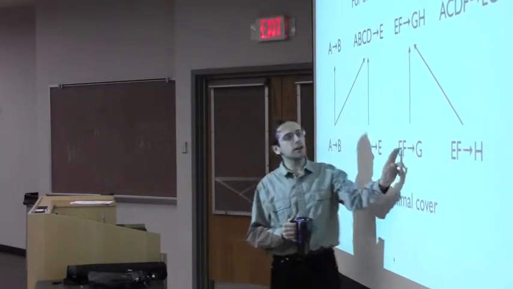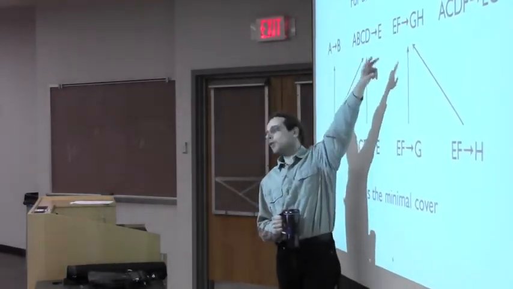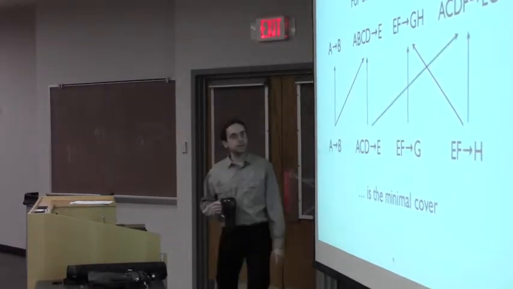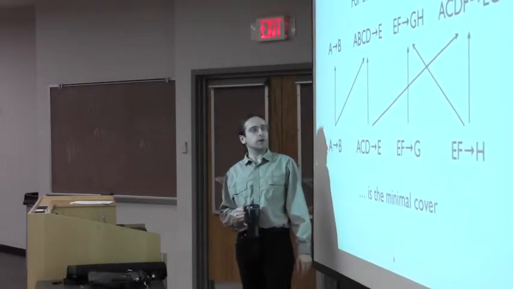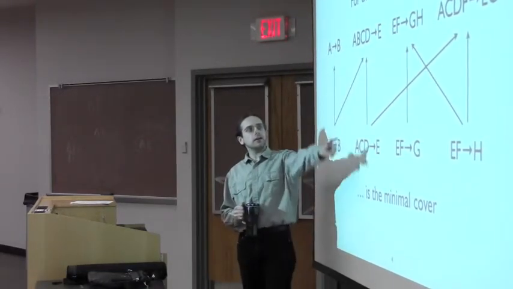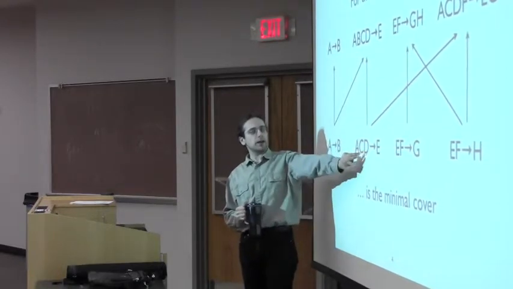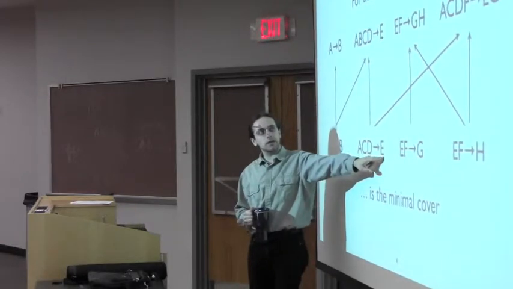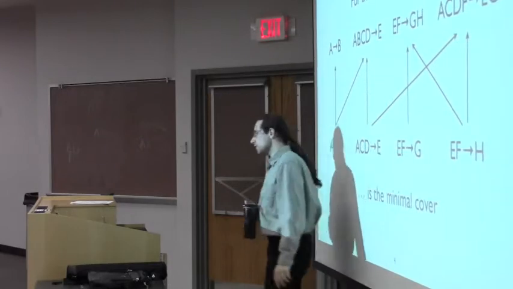EF goes to G, you can combine that with EF goes to H, into EF goes to GH, standard union there. And ABCDF goes to EG, you can infer from ACD goes to E and EF goes to H by adding F to both sides here, and you get, that should be EF goes to G.